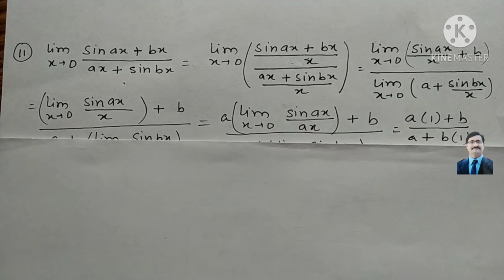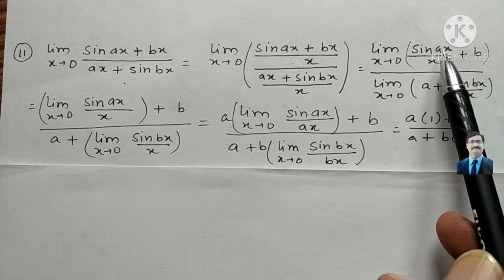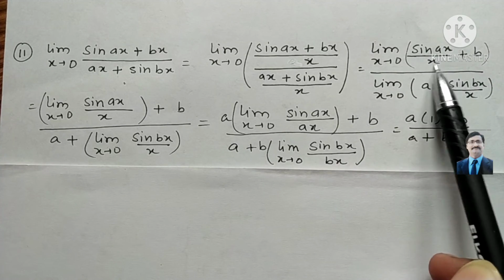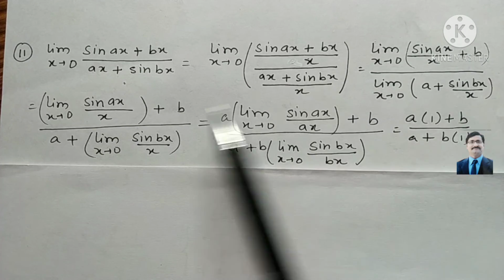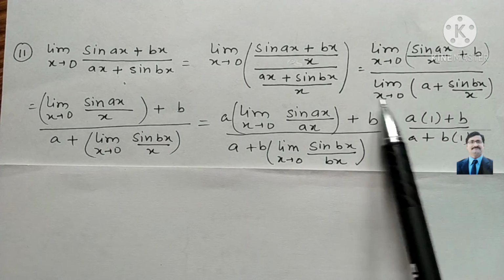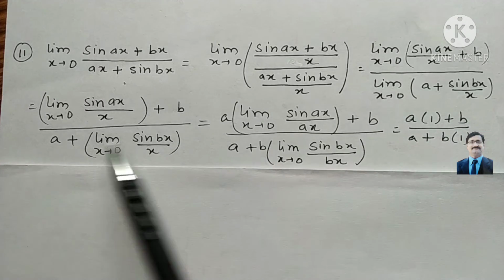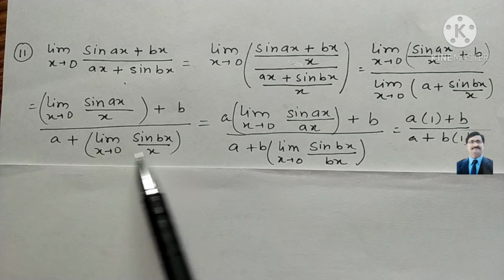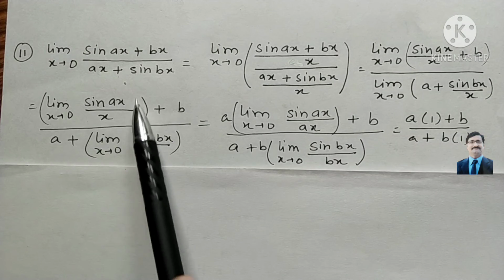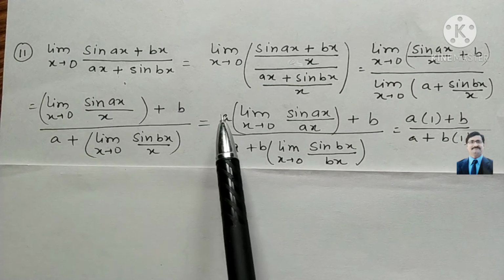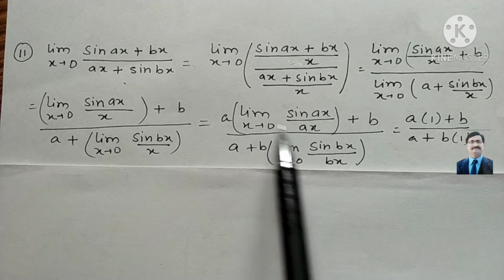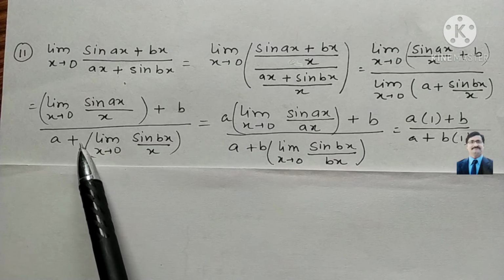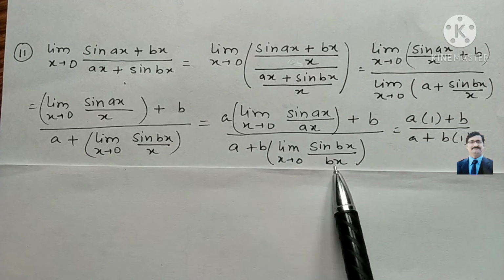Now look here, this we can separate, because in sin ax upon x only we have x, b is not with x, so we can keep a bracket here, and here a does not depend on the limit, so we can separate, plus this limit as x tends to 0 of sin bx upon x, this we keep separate. Now look here, we will multiply by a and divide by a, all understand, and in the denominator also you can check, we want b here, so we multiply by b and divide by b. Okay, this we can do here.